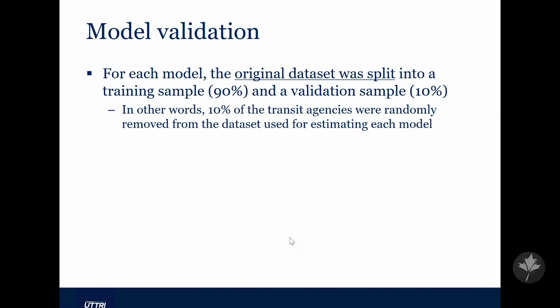Also, we went the extra step of validating the model. The results that you've seen in the previous slides were based on a training sample, which is 90% of the data that we collected. We put aside 10% of the data as a validation sample. So we built the model using the 90% of data, and then we used the model to predict the outcome on the validation sample, and we compared the two: the outcome of the model on the validation sample versus the actual ridership.